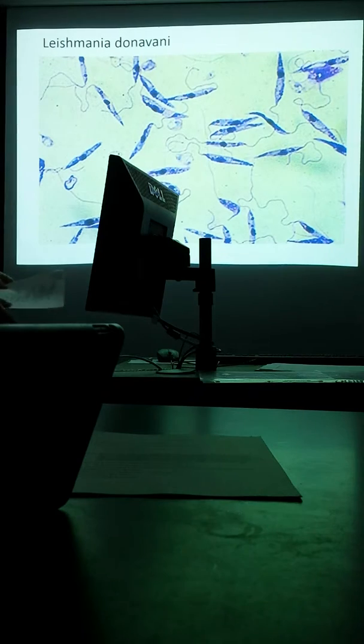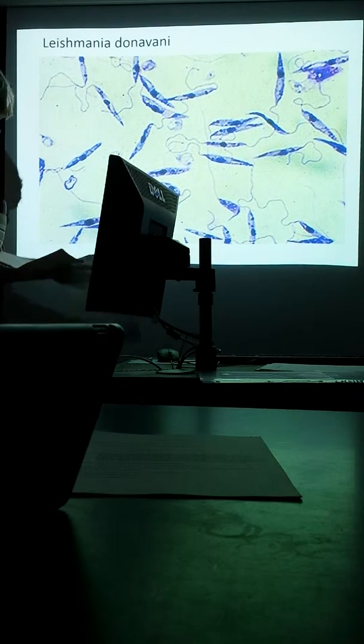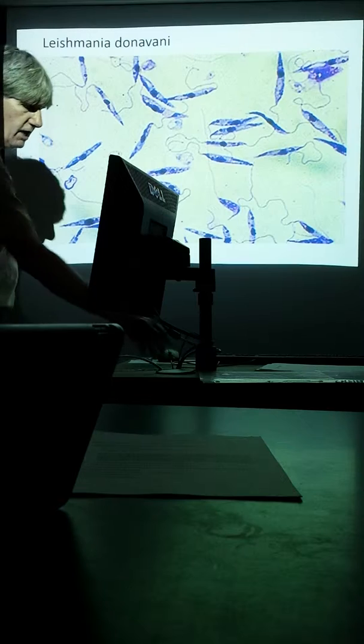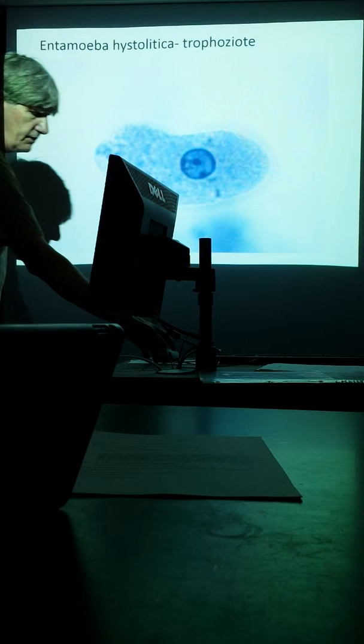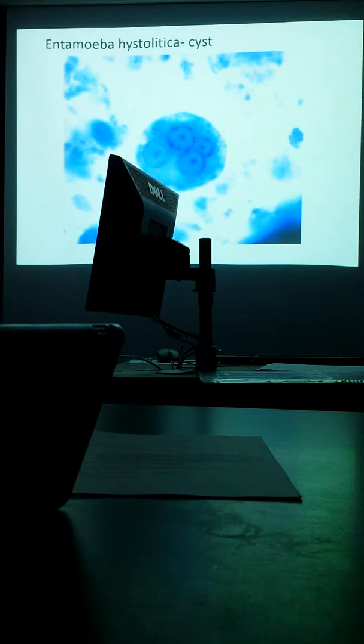All right, the Leishmania, which we didn't talk about in the lecture, but another example of a flagellate. And so again, you can see that pretty clearly, sandfly vector here for this one. The amoeba group is Entamoeba histolytica. The trophozoite means it's the one that kind of moves around, feeds, and so on. And then we have our cyst right here.